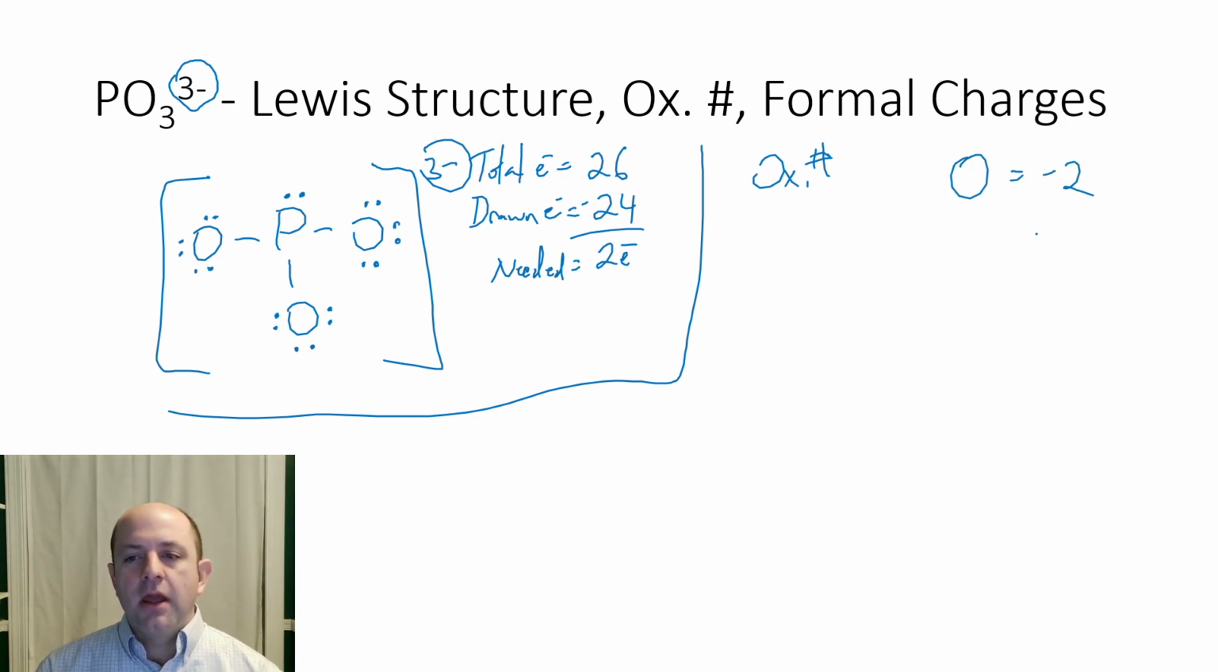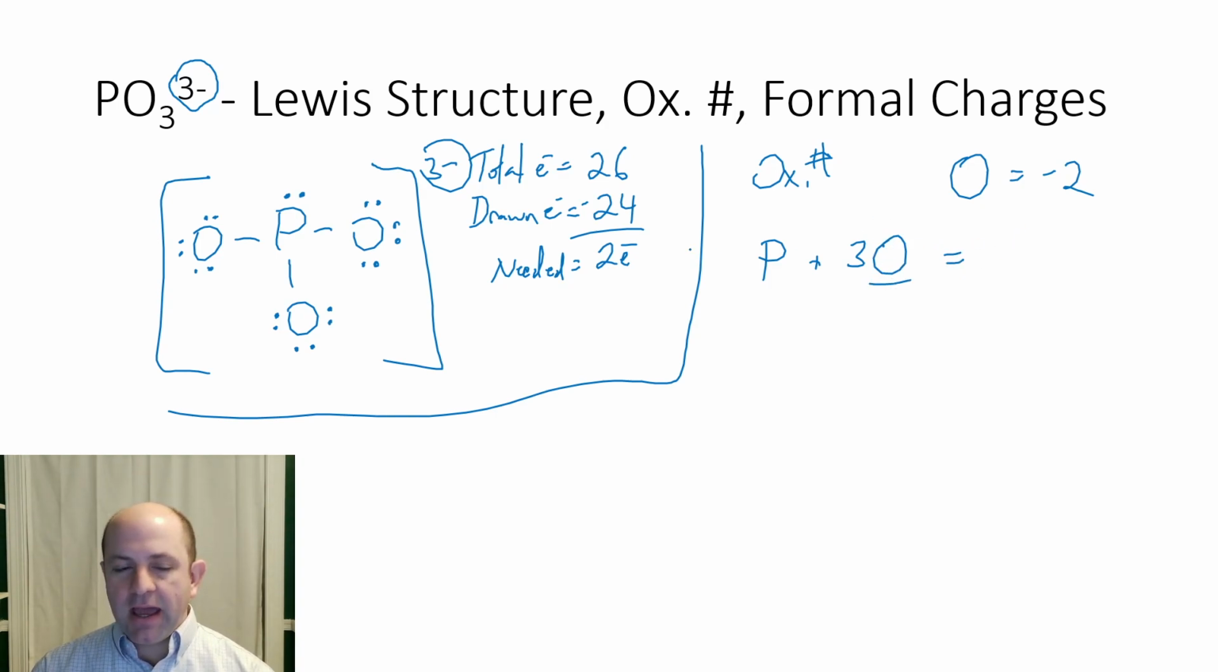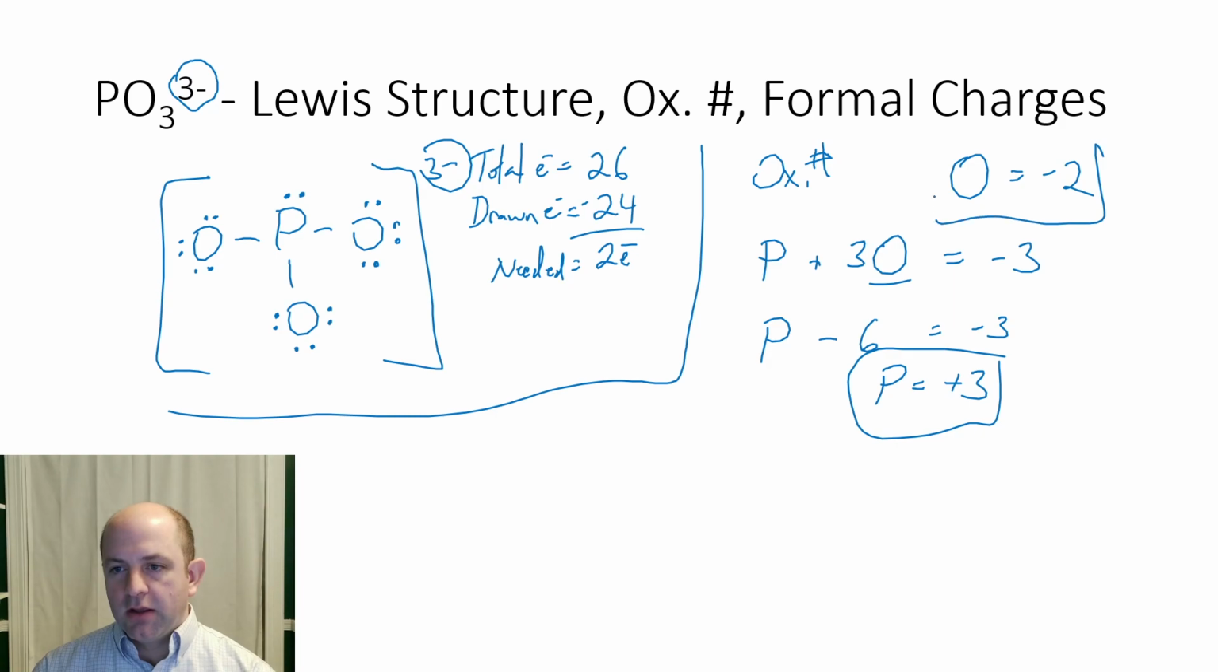Just assume that. The other rule we had was in a molecule or a polyatomic ion, if you add up all the oxidation numbers, they must add up to the charge. That means the phosphorus plus the 3 oxygens must add up to equal -3. Well, we just said oxygen's -2, so phosphorus minus 6 must equal -3. Okay, that means phosphorus must be +3.